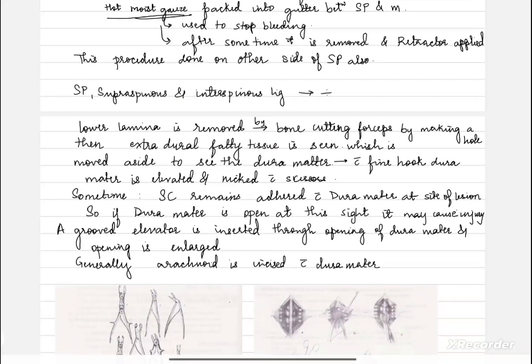Now the spinous process, supraspinous and interspinous ligaments are divided. The lower lamina is removed by bone cutting forceps by making a hole. Then extradural fatty tissue is seen, which is moved aside to see the dura mater. With a fine hook, the dura mater is elevated and nicked with scissors.